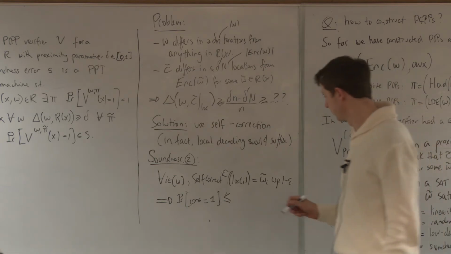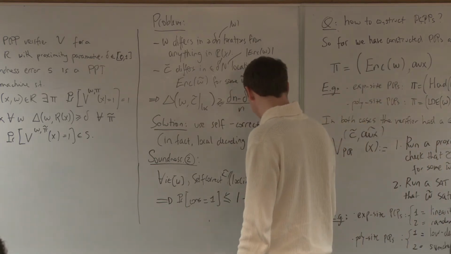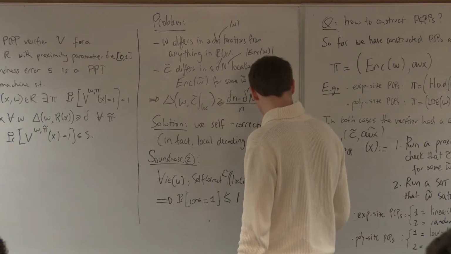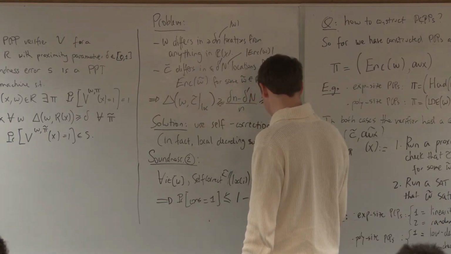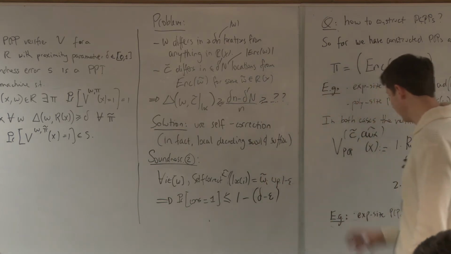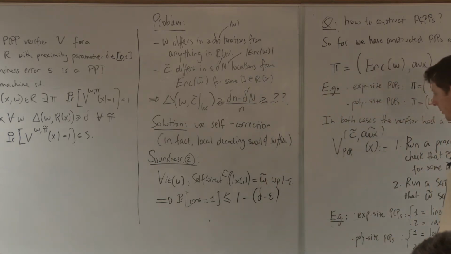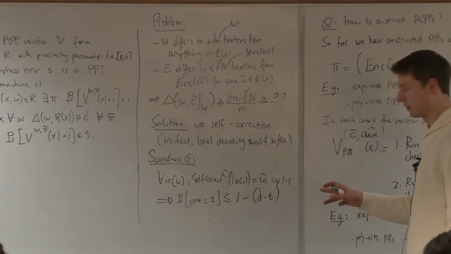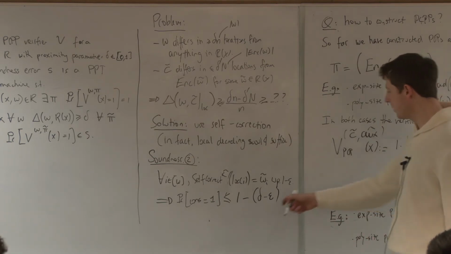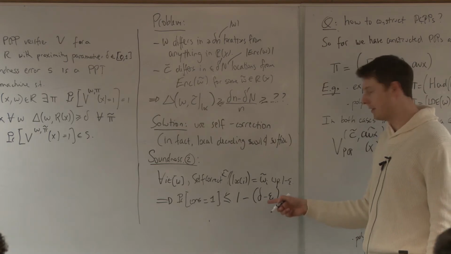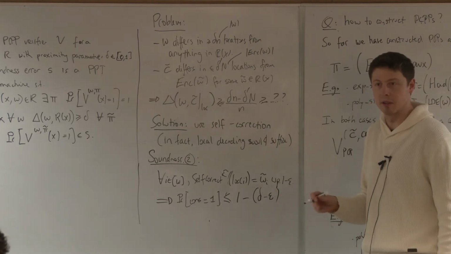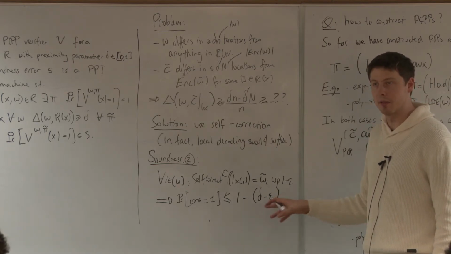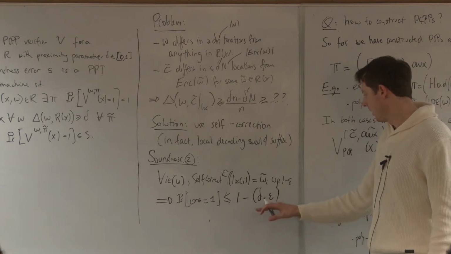So 1 minus epsilon times delta? 1 minus... self-correction passes and... why not something like this? I'm not sure about the other one. This is better. I don't think you can achieve the other one because you're making epsilon times delta even smaller.